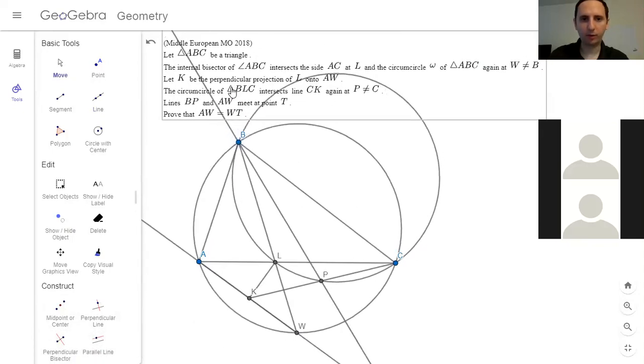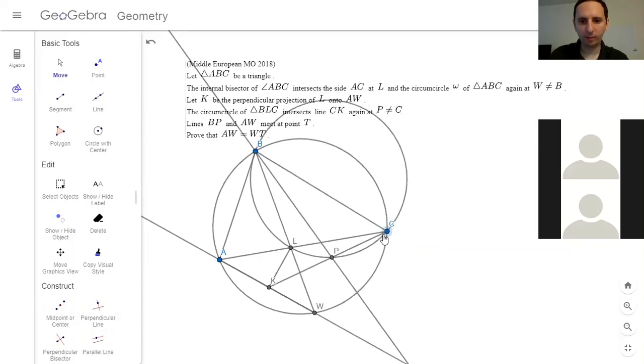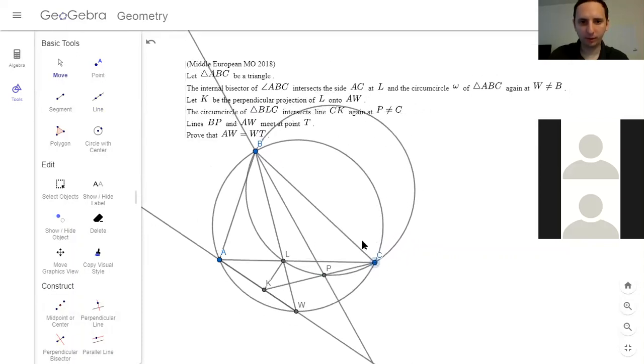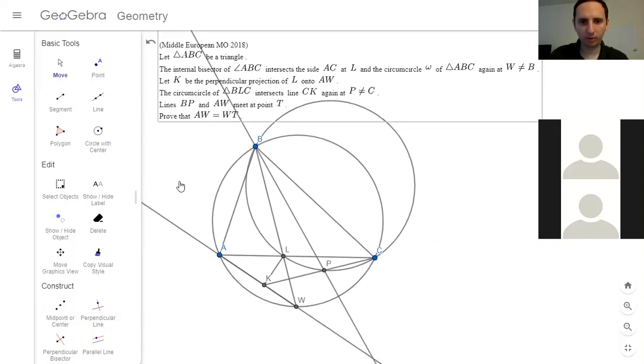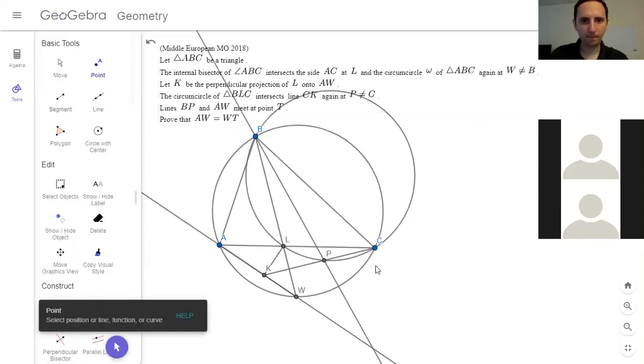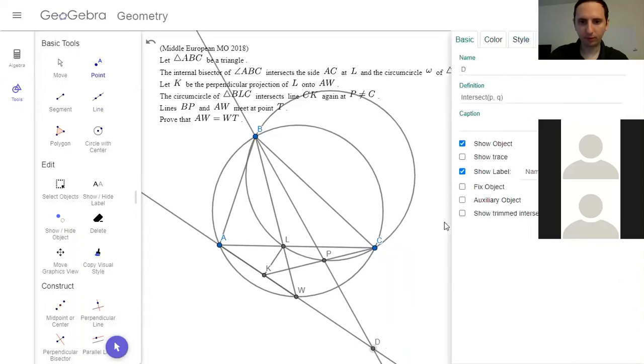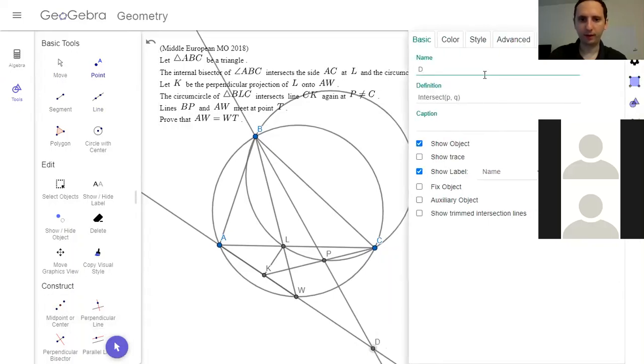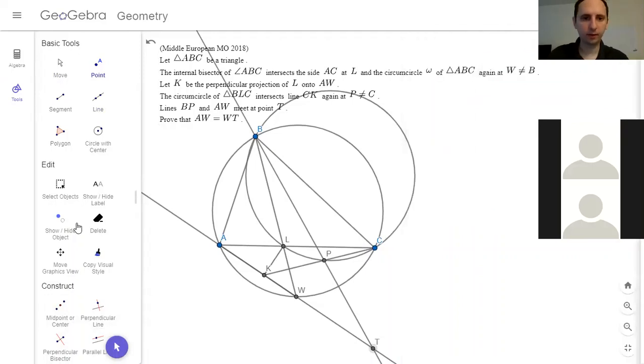Oh, okay, we want to show that AW equals WT. Okay, so this is point T. We want to show that W is the midpoint of AT. All right.